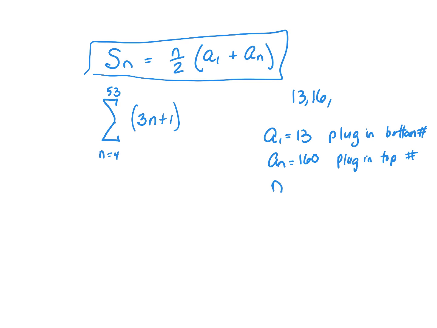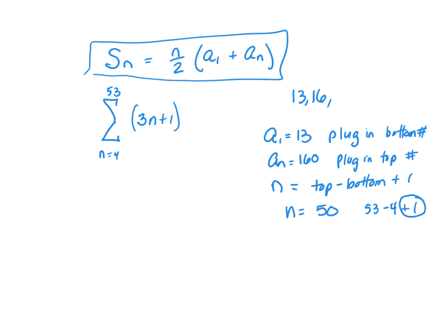And for N, and this is the fence post rule, you take the top number minus the bottom number plus 1. So it's going to be 50. Any questions on that? Top number is 53 minus the bottom number, which is 4, plus 1. That plus 1 is the fence post rule we talked about the other day.